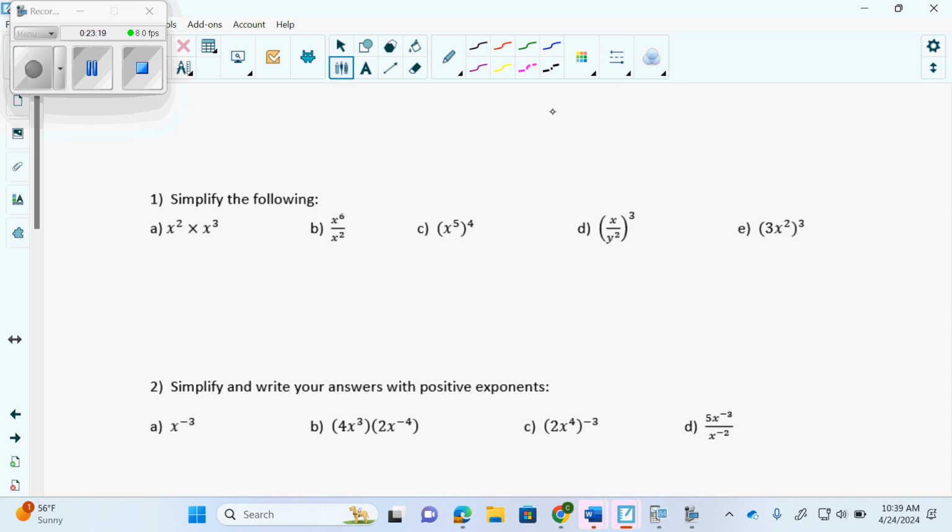So here, we have simplify the following. We have x squared times x cubed. What happens when we have two bases that are the same and two exponents? What do we do with those exponents? Do you remember? Add them. That is true. So we're going to get x to the 5.